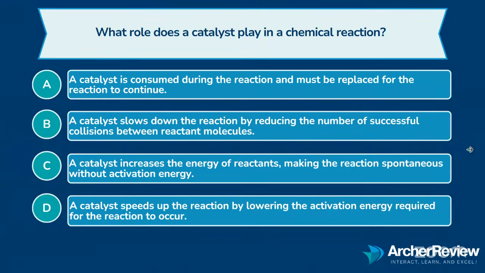All right, our next question. What role does a catalyst play in a chemical reaction? A, a catalyst is consumed during the reaction and must be replaced for the reaction to continue. B, a catalyst slows down the reaction by reducing the number of successful collisions between reactant molecules. C, a catalyst increases the energy of reactants, making the reaction spontaneous without activation energy. Or D, a catalyst speeds up the reaction by lowering the activation energy required for the reaction to occur. Get those answers out there.